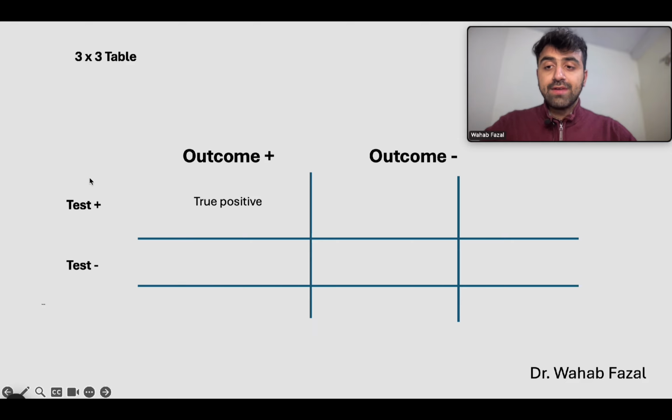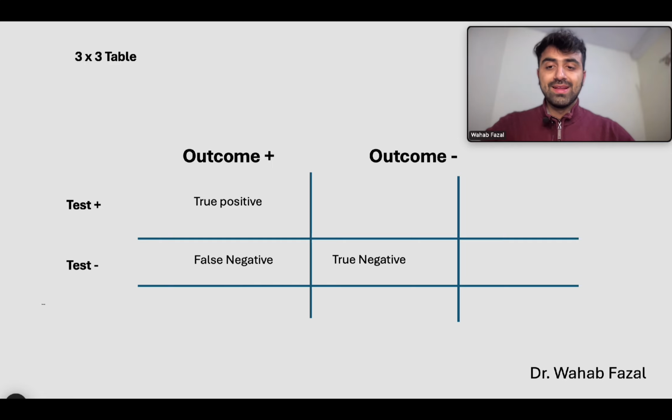First of all, if the test has come up positive and they also have the outcome, this is a true positive, meaning the test has also come up positive for a person that has the disease. This is a true positive. If you look at the other corner, the test has come up negative for someone who does not have the disease. So the test is true. This is a true negative. This is great. They're giving us the correct result.